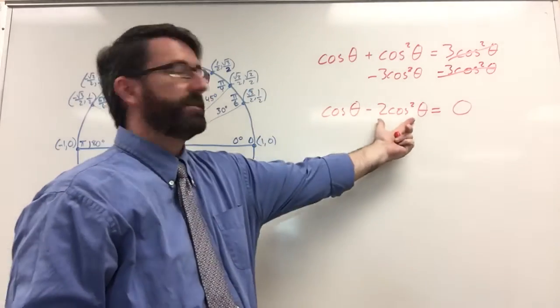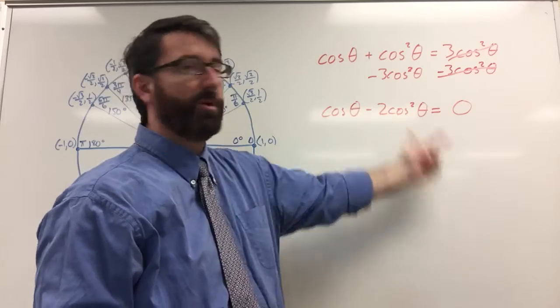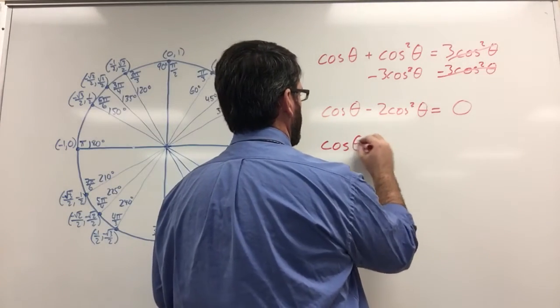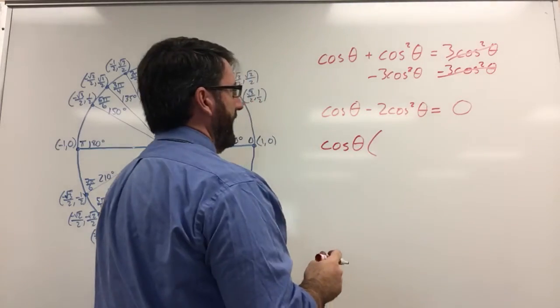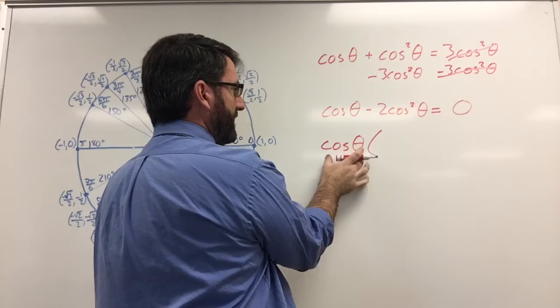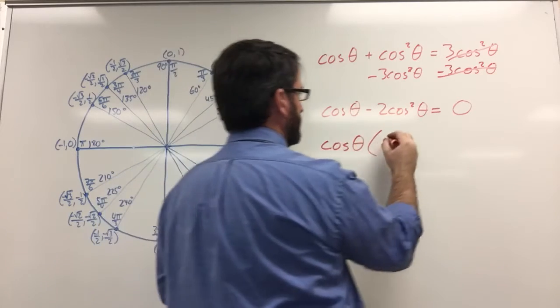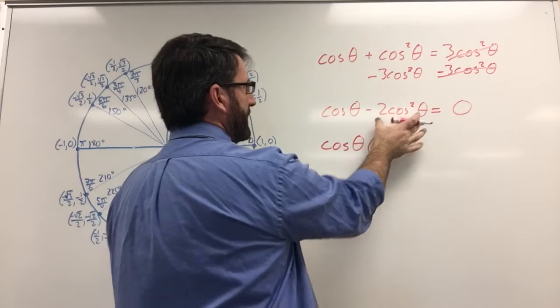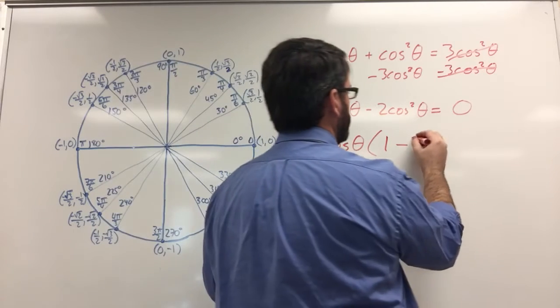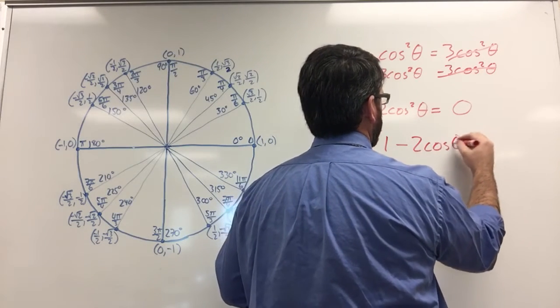So here we can factor out a cosine. We've got a cosine in both of those terms. So we can factor that cosine theta out. And then what goes in here is this divided by cosine. So cosine divided by cosine is 1. 2 cosine squared divided by cosine is 2 cosine theta.